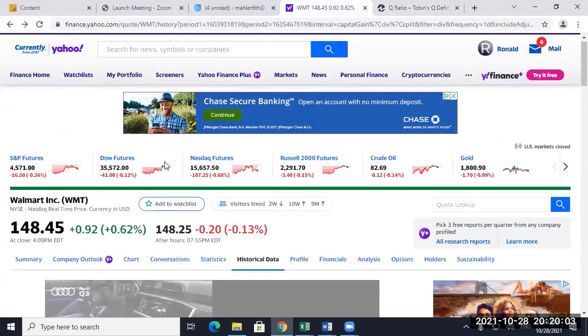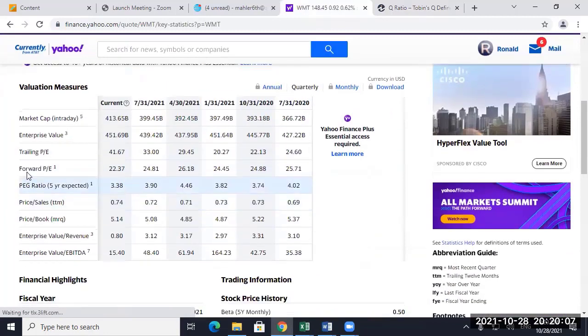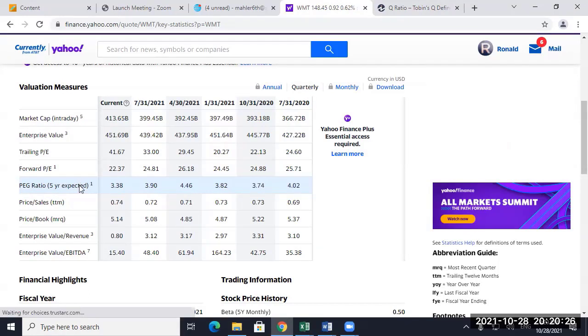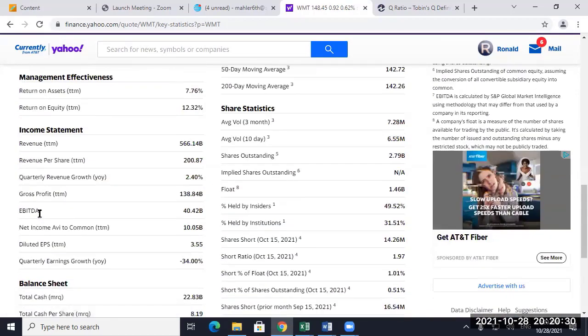Look at it with Walmart. So you go to statistics. So here's the PEG ratio. How far out is the growth rate? Next 5 years. Now, how precise is that? Is that the average growth rate over those 5 years? Is it the growth rate every single one of those 5 years? Where did they get this number from? So the footnote will probably say Reuters or something.